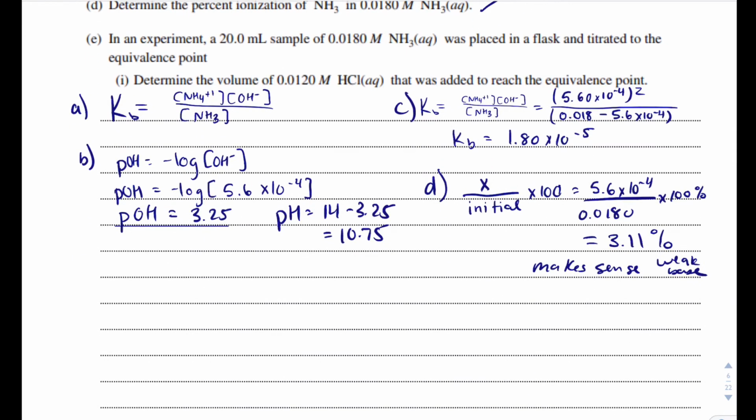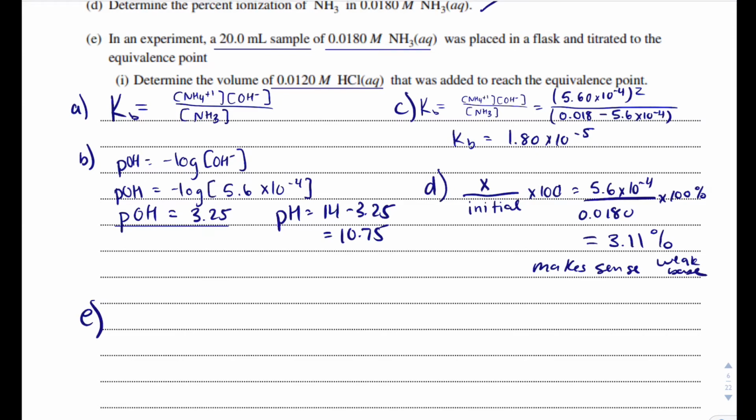Now, part E is something that you want to make sure you know how to do because it shows up pretty much every year. What we have is 20 milliliters of our sample of our base, and we place it in a flask, and we're going to titrate it to the equivalence point, just a normal titration. And we're going to titrate it with a strong acid. We always titrate with something that's strong. Here we need to titrate with an acid because we have a base, so we choose a strong acid like HCl. And its molarity is 0.012 molar.